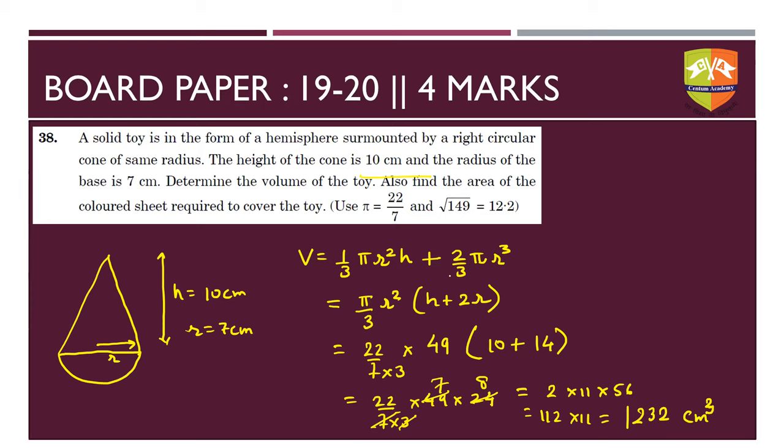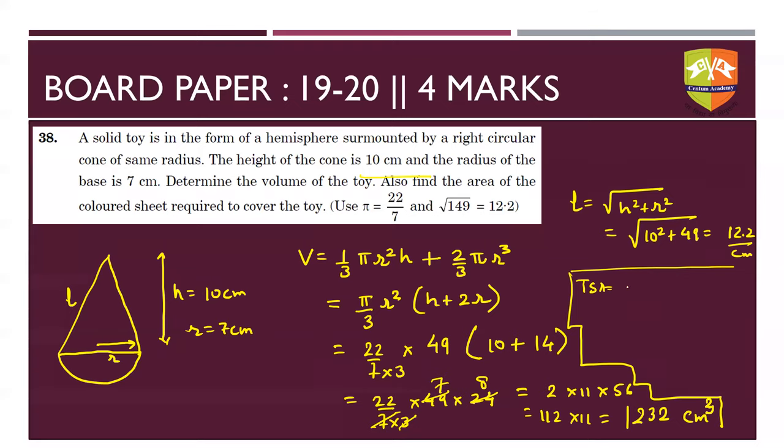Okay. And now curved surface area. So how much will this L be? Calculate L first. L is under root H square plus R square. So under root 10 square plus 49, root over 149 is given, 12.2 centimeter. So hence my TSA will be curved surface pi r l, write the formula first, plus 2 pi r square. So pi again common, r again common, l plus 2r. So which is equal to 22 by 7 into r, R is 7, into l is 12.2, plus 14. This 7 will go. So 22 into 14, 26.2.